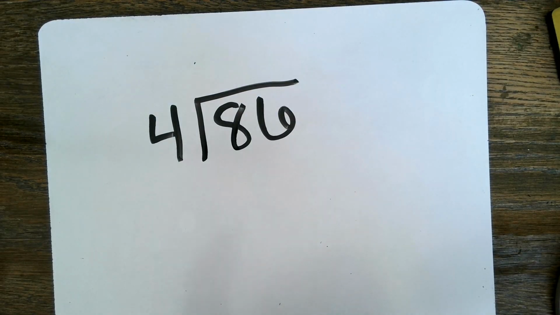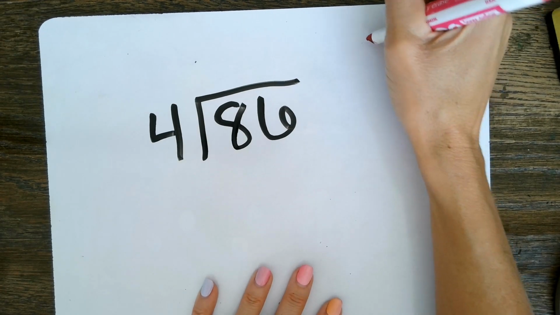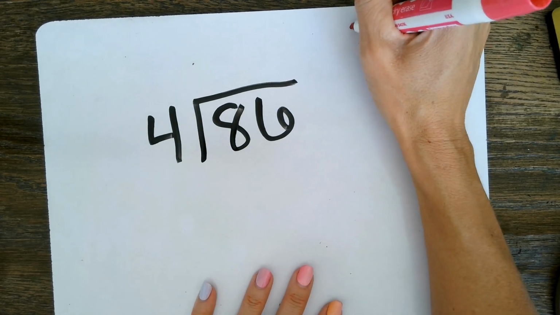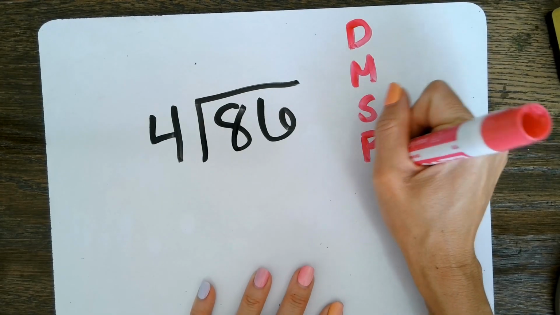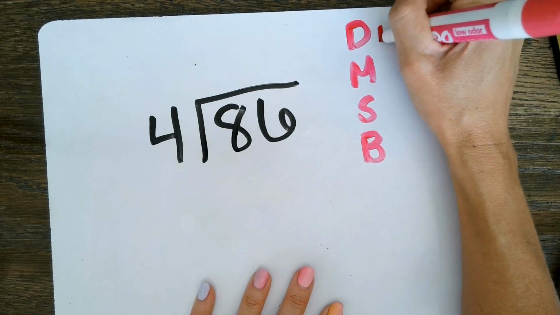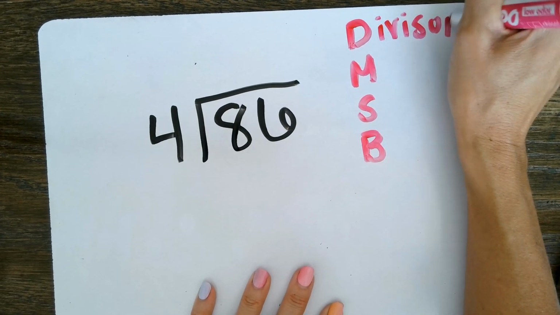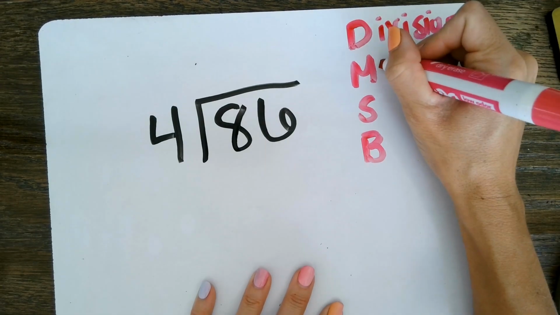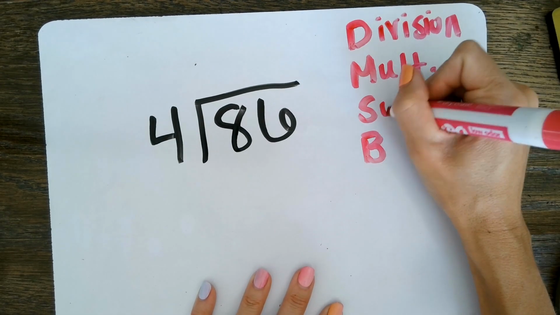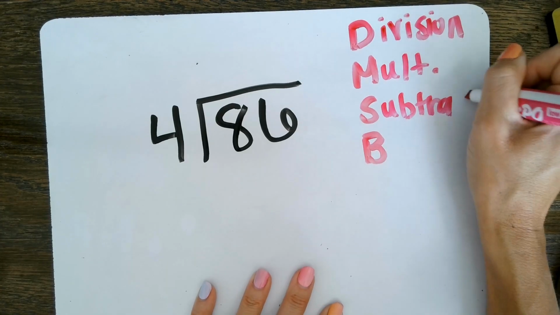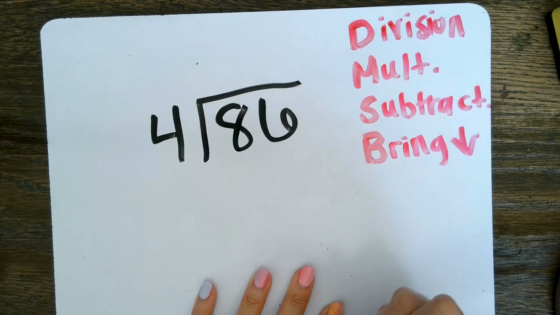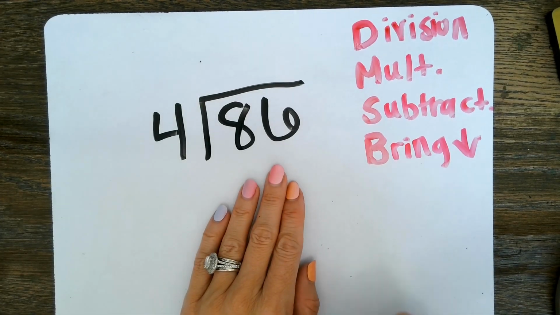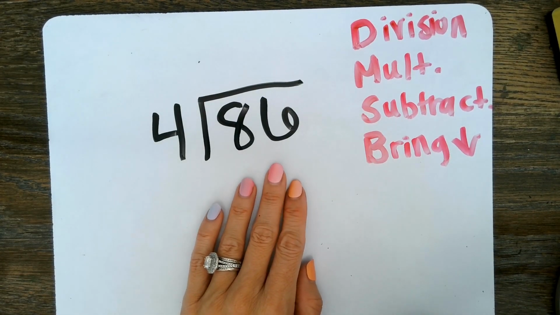So we'll start the same way that we started in our last video with writing our steps down. Does McDonald's sell burgers? And we need to do the steps of division, multiplication, subtraction, and bringing down.